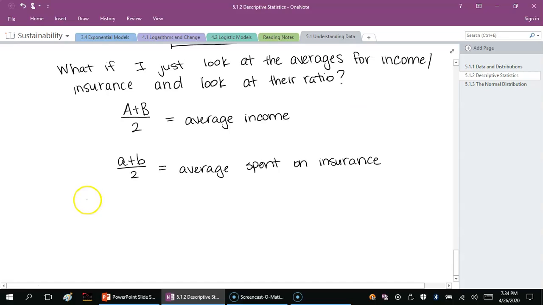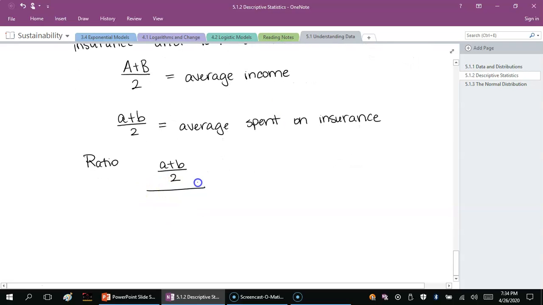So when I looked at the ratio, or the percentage, of the average amount spent on insurance divided by the average income, I would get little a plus little b divided by 2, divided by big A plus big B divided by 2. These 2's cancel, so I get little a plus little b divided by big A plus big B.